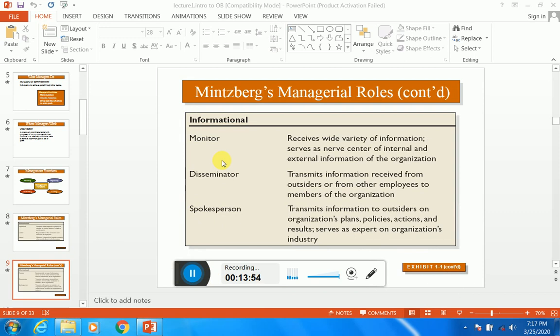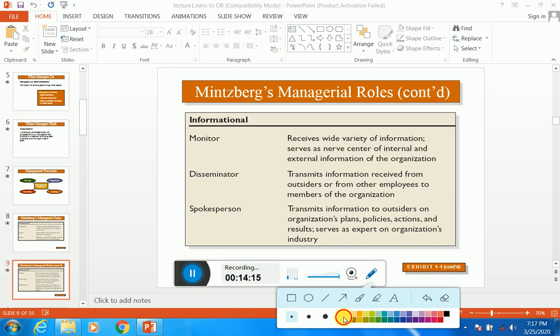Next slide then, next category that is informational. What is informational? By the name it is clear, informational, that activity where the managers transform information from one point to another point. Such activity is known as informational role of the managers. Now informational roles contain a variety of different categories. One is known as monitor, another is known as your disseminator, and the last is known as spokesperson.